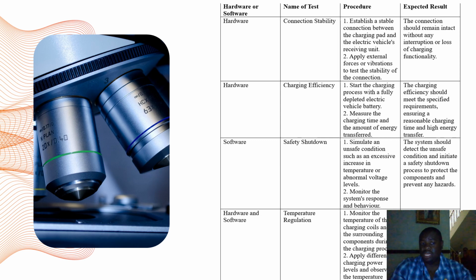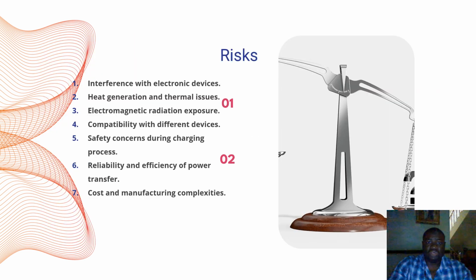And for the safety, we have to use software. I think software will give a more accurate result. So the system should be able to detect an unsafe condition and initiate a safety shutdown process to protect the components and prevent any hazard. So many more. So we have the risks.